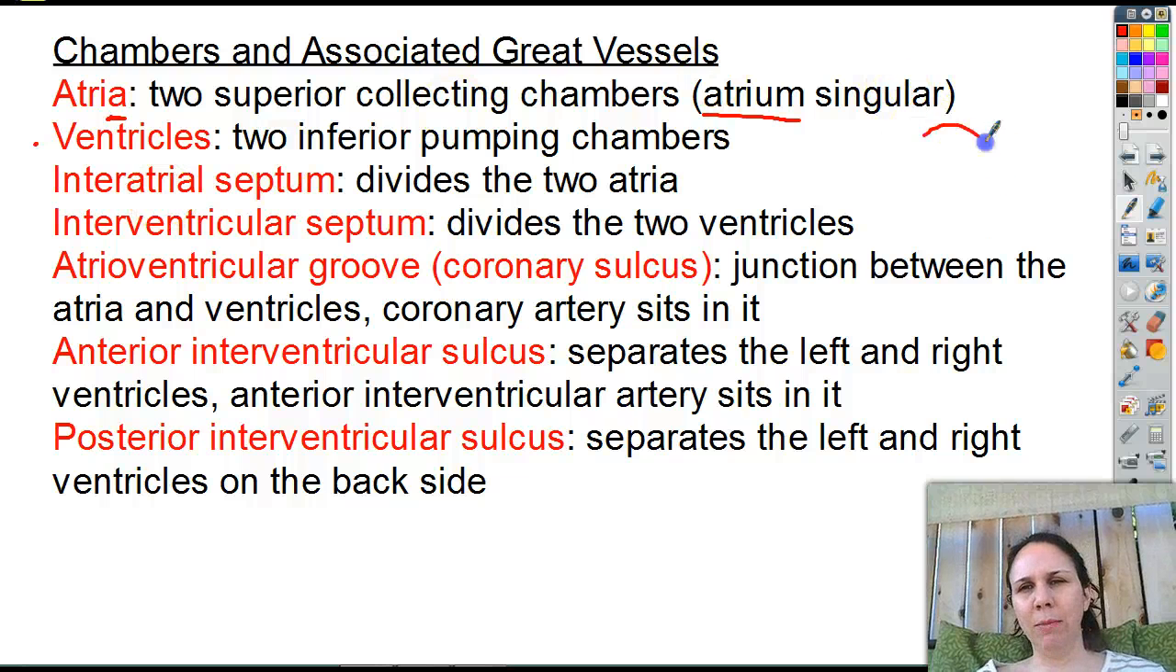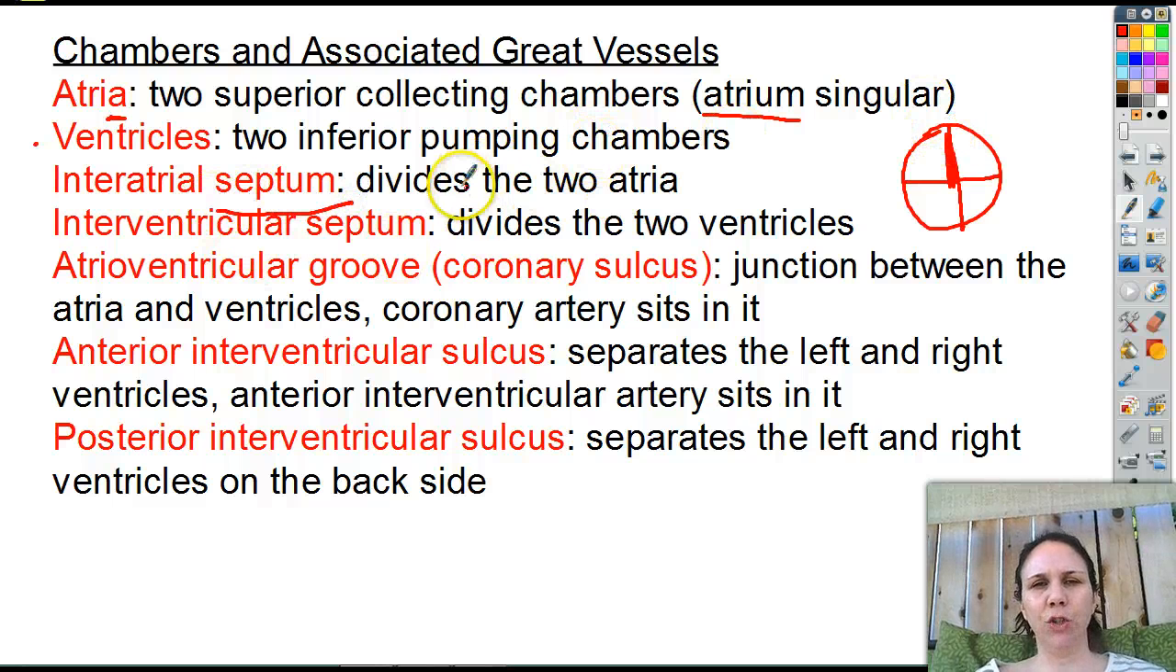And then separating them, if this is a very basic heart, so we've got the atria and the ventricles. So right here, that's the interatrial septum. Septum means a divider. So an interatrial septum is the thing that divides the left and right atrium. There's also a ventricular one right here. That's the interventricular septum, divides the two ventricles.